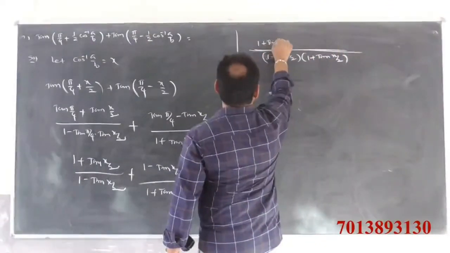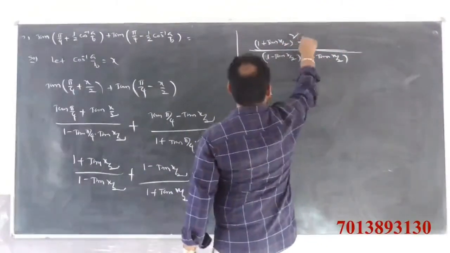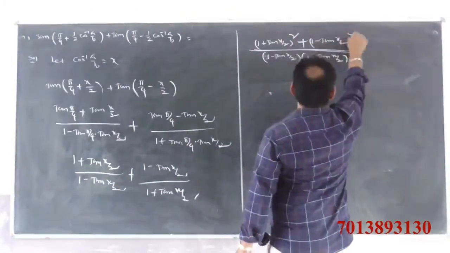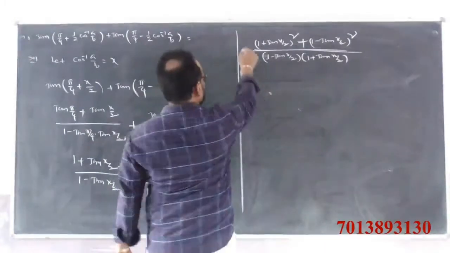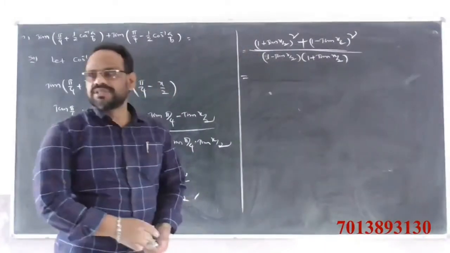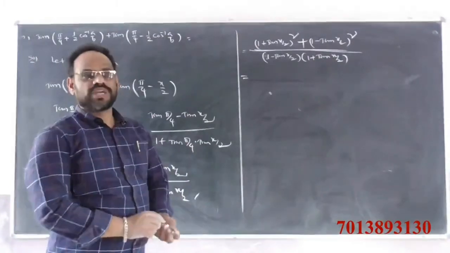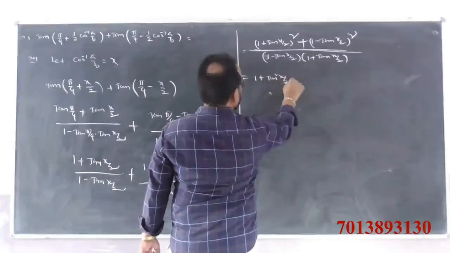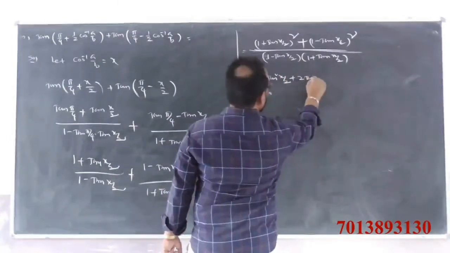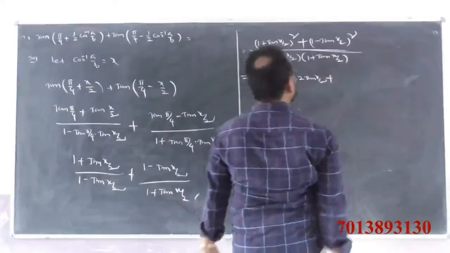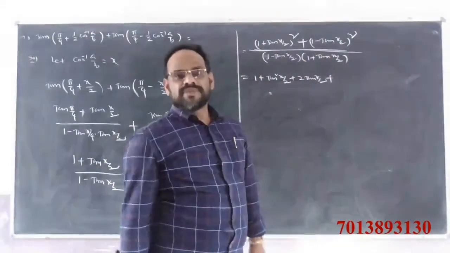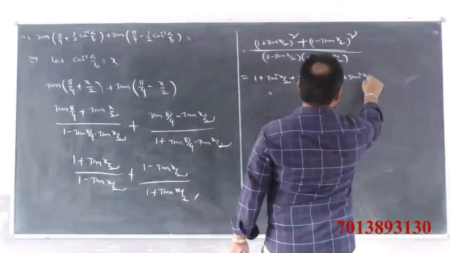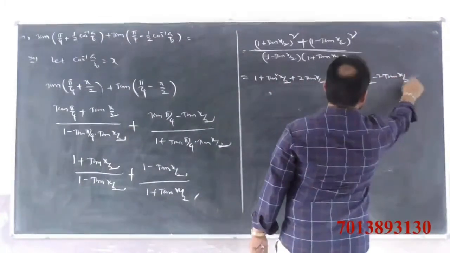get 1 plus tan x by 2 whole square, plus here we get 1 minus tan x by 2 whole square. So that is equal to, a plus b whole square formula, that is a square plus b square plus 2ab. So a square means we get 1, plus b square means we get tan square x by 2, plus 2ab, that is 2 tan x by 2, plus a minus b whole square formula, that is a square plus b square minus 2ab. So we get here a square plus b square means tan square x by 2, minus 2ab means minus tan x by 2.